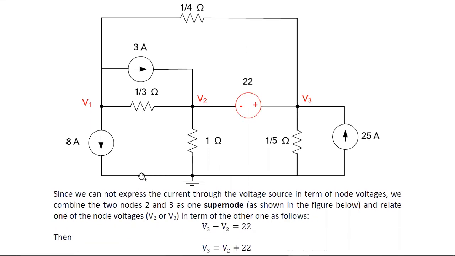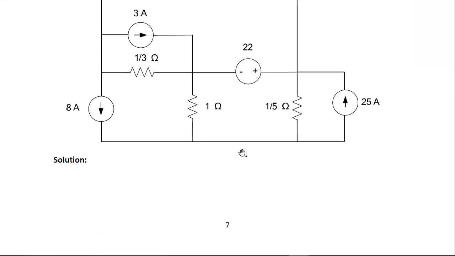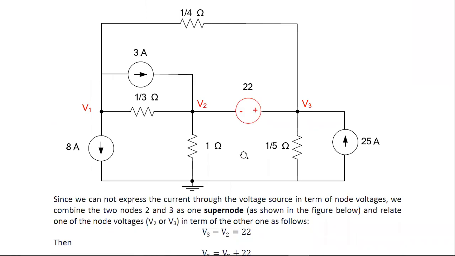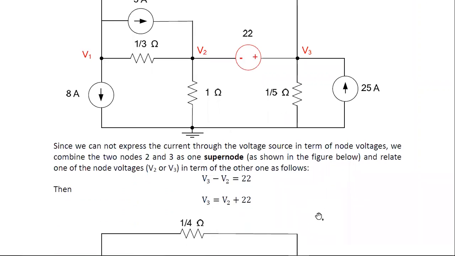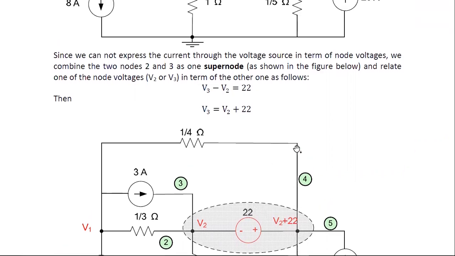Since we cannot express the current through the voltage source in terms of node voltages, we combine the two nodes 2 and 3. Let me draw this clearly. We combine the two nodes, V2 and V3, as one supernode, as shown in the figure below. So this is a supernode, the merging of these two nodes.